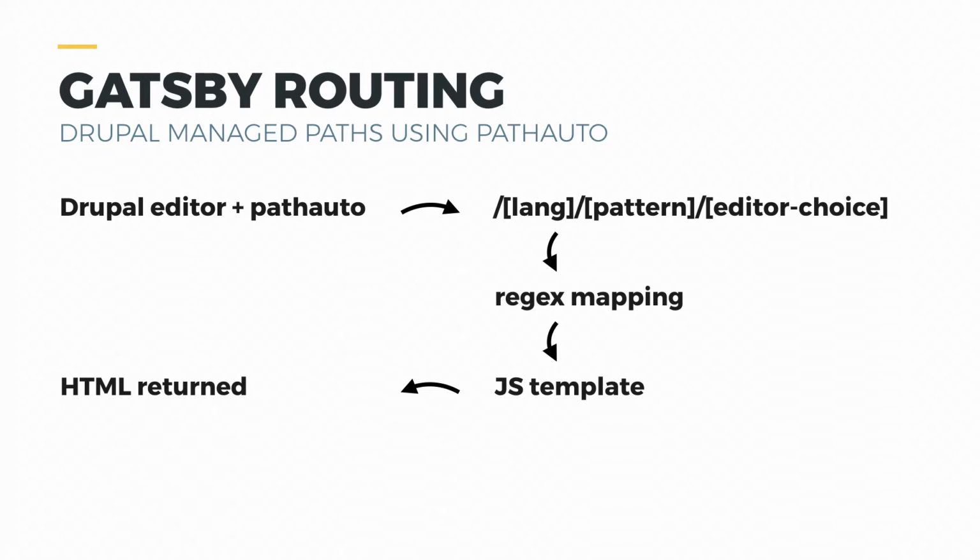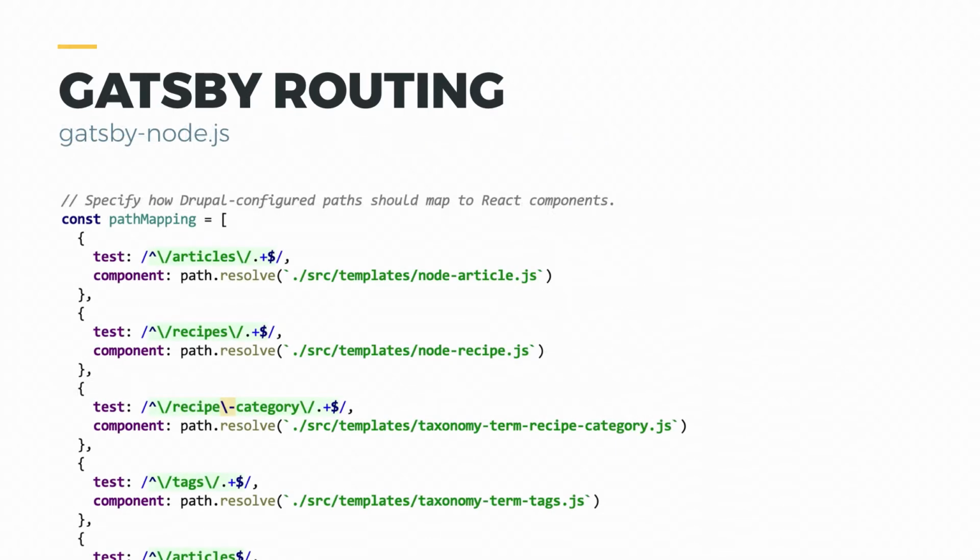So if we have /language/ some sort of pattern and then the editor's choice for the ending of the URL, if we can configure Pathauto to do that, then we're golden in Gatsby, because we can just do a regex mapping straight to a particular JavaScript file in React to build our Gatsby pages. I'm going to show you what this looks like.